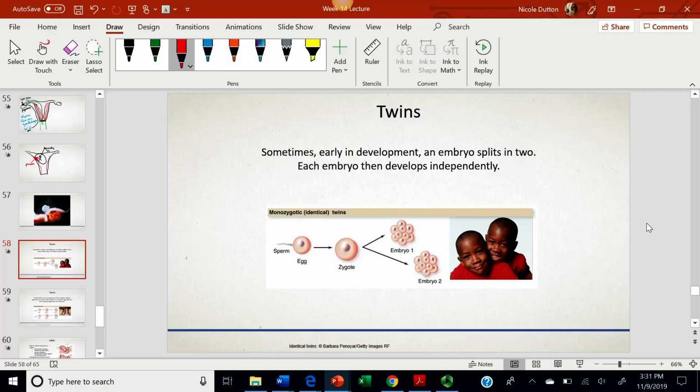Well, there's fraternal and identical twins. In identical twins, one sperm combines with one egg, and then as this zygote starts to divide and divide and divide, it randomly splits into two separate balls of cells. And those are genetically identical. They will go on to turn into two individuals that are genetically identical. Identical twins happen entirely by chance. There is no hereditary component to identical twins.